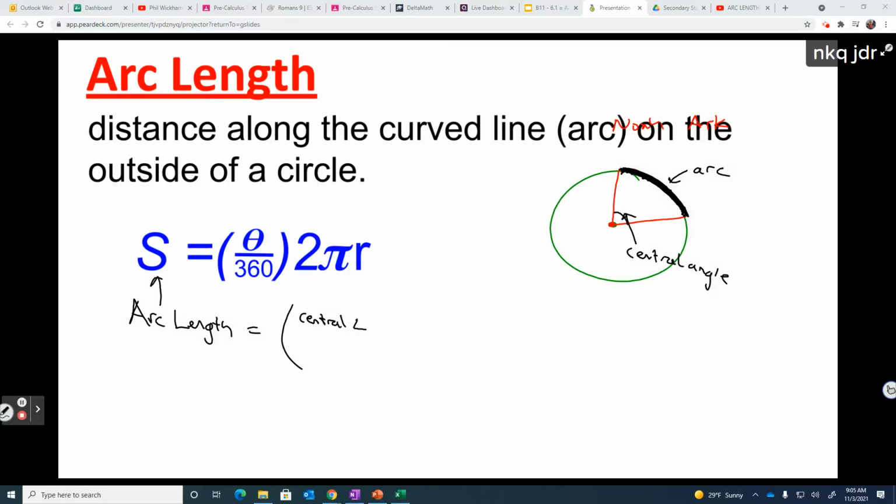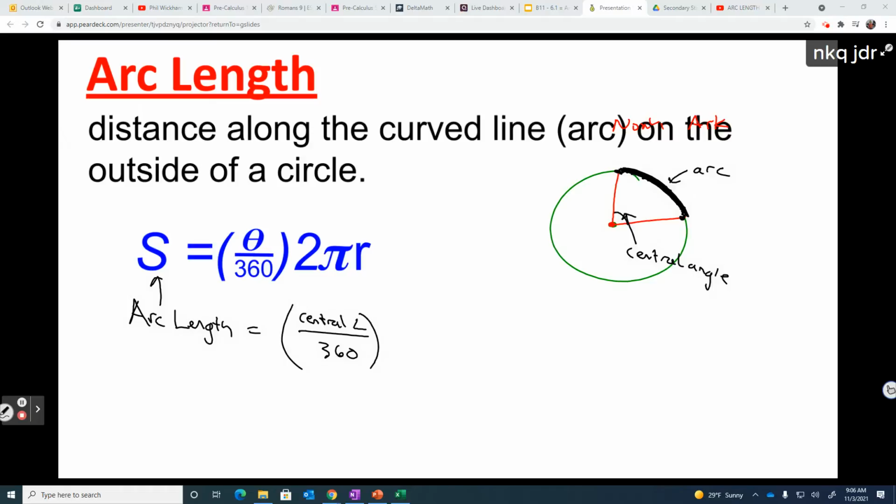The central angle is just an angle formed by the middle of the circle and some point on the outside. The two parts of the angle go from the middle of the circle to the outside. That's called a central angle. So it is central angle over 360, because there's 360 degrees in the circle, right? So this is the portion of it. How many of the total 360 there is?